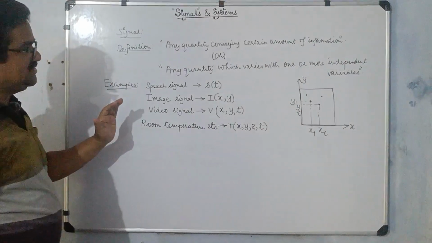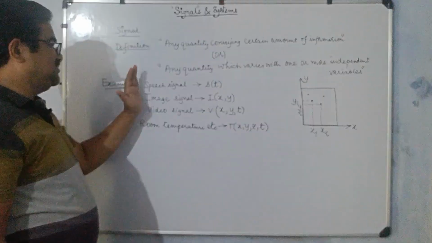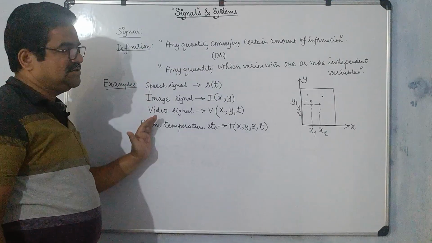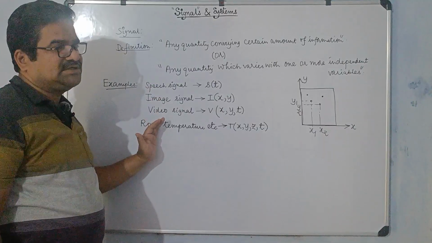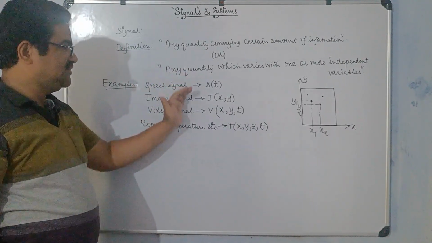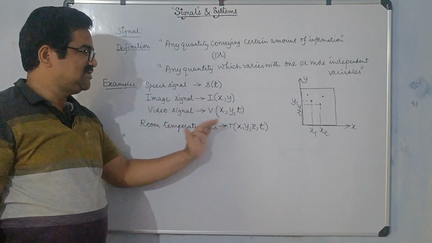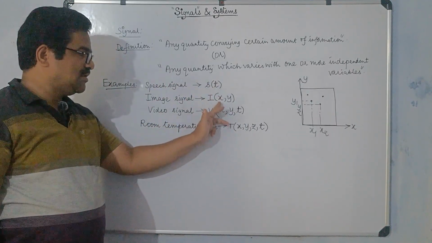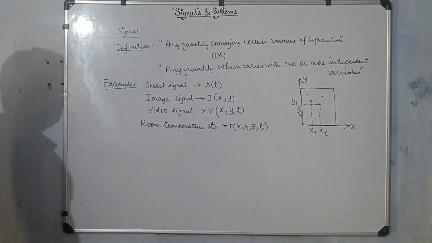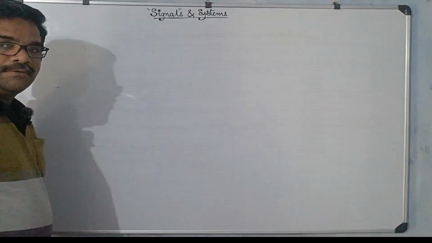So this is the definition of a signal. According to the first definition, all these signals or all these quantities are conveying a certain amount of information, or according to this definition, all these quantities are changing with respect to one or more independent variables. So this is the definition of a signal.